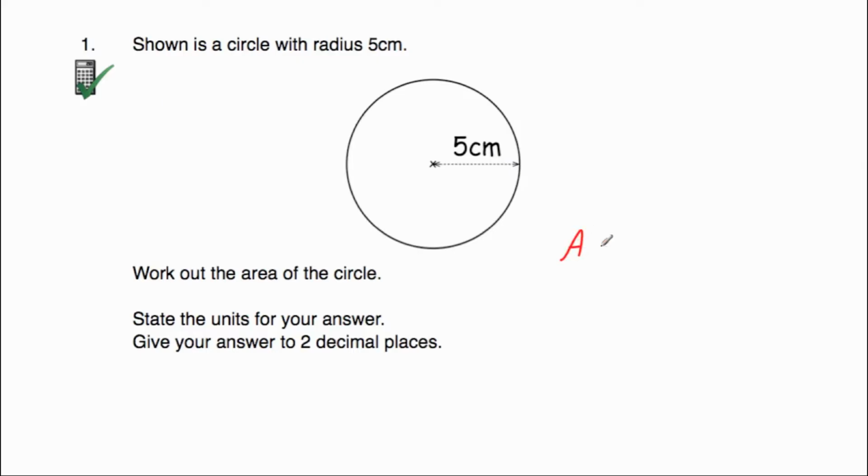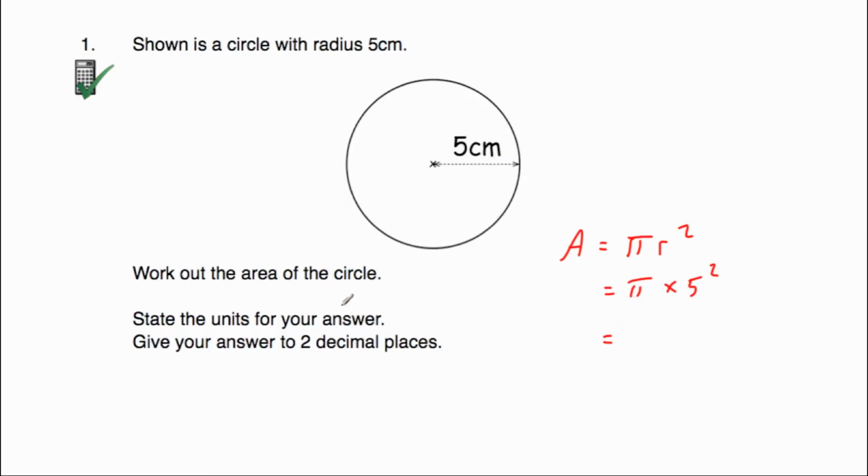So the area of a circle is given by the formula area equals pi r squared. And what that means is pi times the radius, which is 5 squared. So if we do pi times 5 squared, we will find the area of the circle. So we'll get our calculator and press the pi button, so shift pi, and then times by 5 squared, and press equals, and that gives an answer of 25 pi.